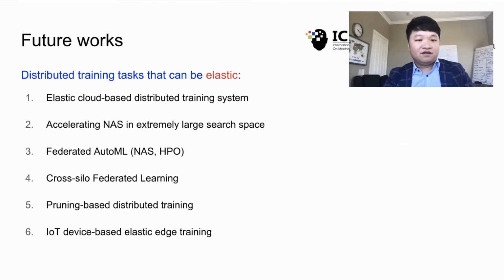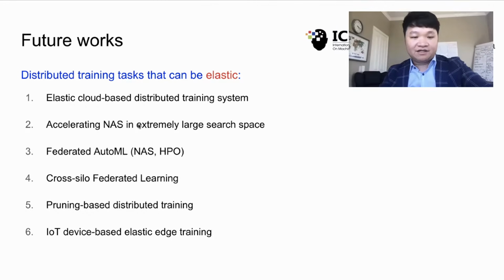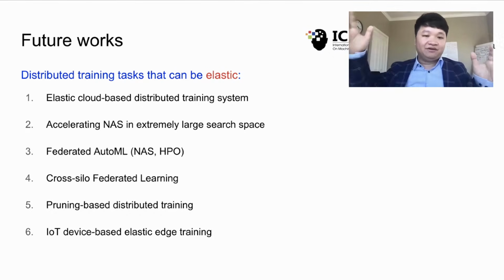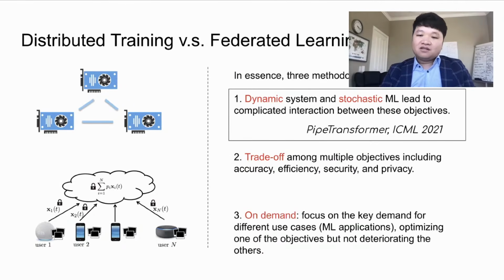So next, let's move on. As you can also see, this idea can be extended to many other settings. An interesting setting is accelerating neural architecture search, which is a very important direction like AutoML. We cannot search a large-scale search space, but what we can do is to shrink the search space and search it gradually. So it can also apply to our PipeTransformer system. So by this idea, I demonstrate how to think from the methodology of dynamic systems and stochastic machine learning properties.